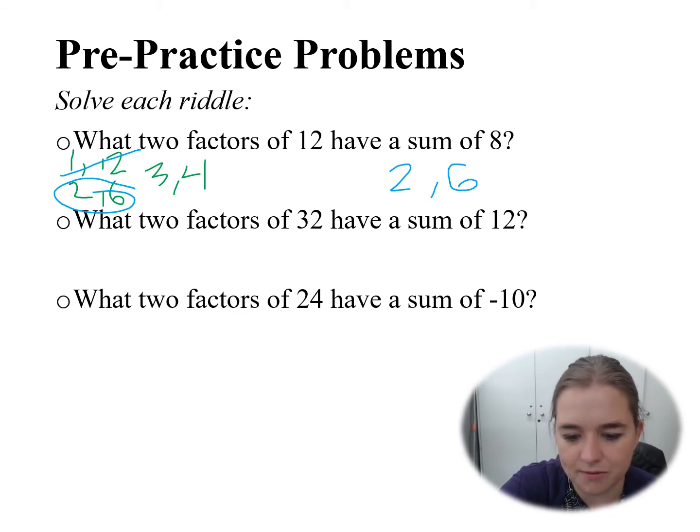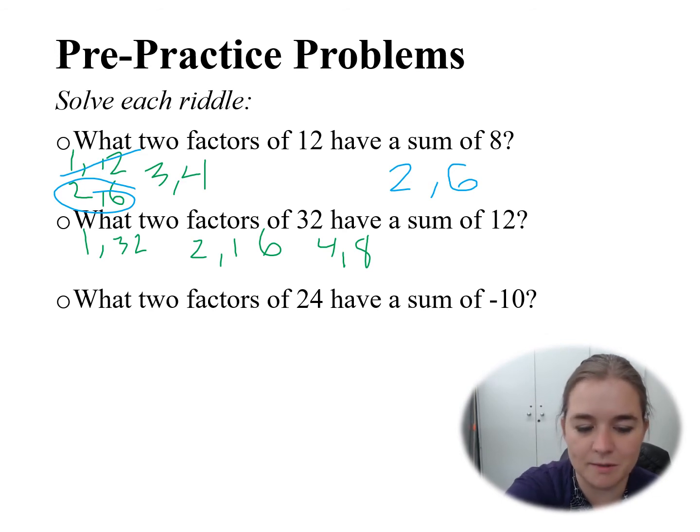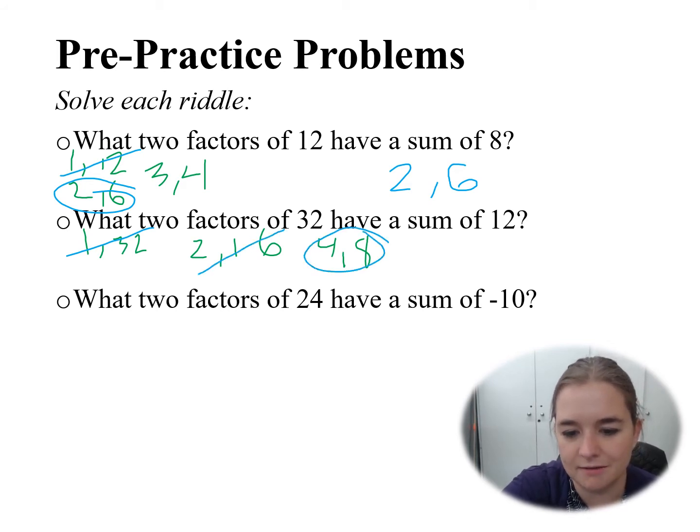Let's try it again. Now we'll think about 32. Again, I have 1 and 32: 1 times 32 gives me 32. 2 times 16 gives me 32. 4 times 8 gives me 32. And I'm out of integers that create factors of 32. Now if I go through and find the sums, 1 plus 32 is 33, 2 plus 16 is 18, 4 plus 8 is 12. So the two factors of 32 with a sum of 12 are 4 and 8.